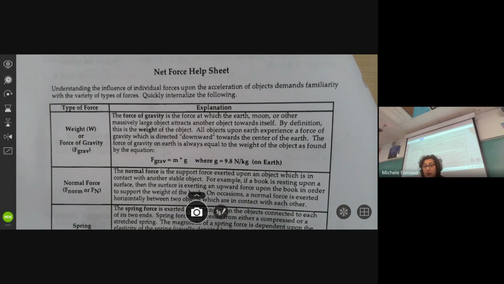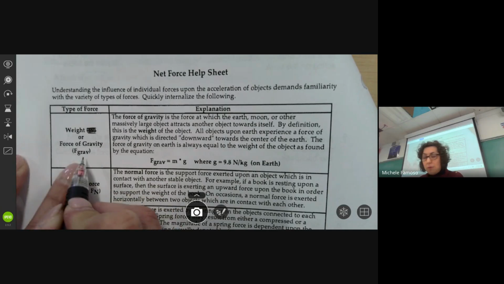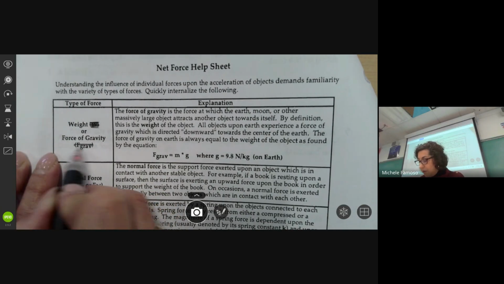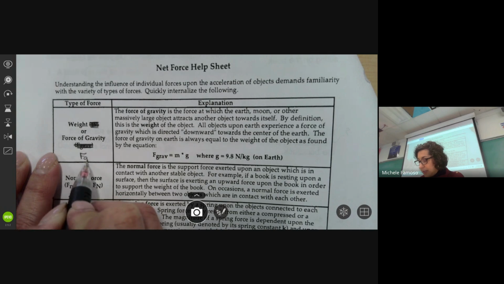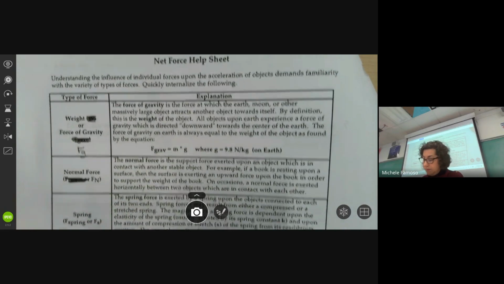Depending on what course you're in or where the course is being taught, they may use different symbols. New York State, these are not the symbols we use. So weight is never the letter W, and we don't write the force of gravity as F grav. They're both symbolized as FG. FG can be either. Normal force will only be Fn.